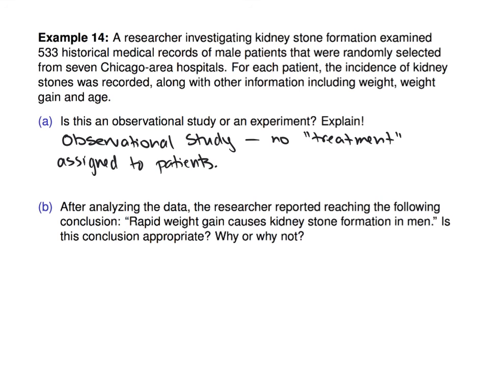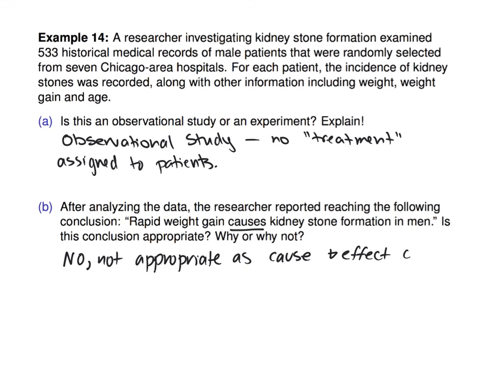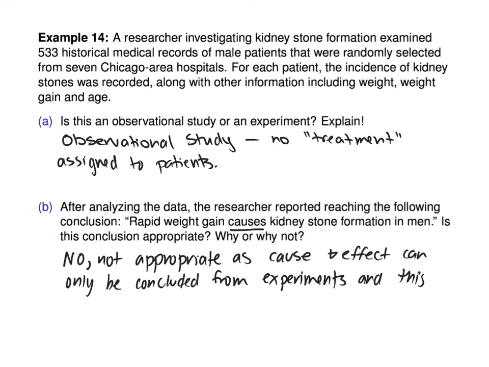After analyzing the data, the researcher reported reaching the following conclusion: rapid weight gain causes kidney stone formation in men. Is this conclusion appropriate? Why or why not? So you cannot conclude causality from an observational study. So this is no, it's not appropriate. As causality, or cause and effect, can only be concluded from experiments. And this was an observational study.